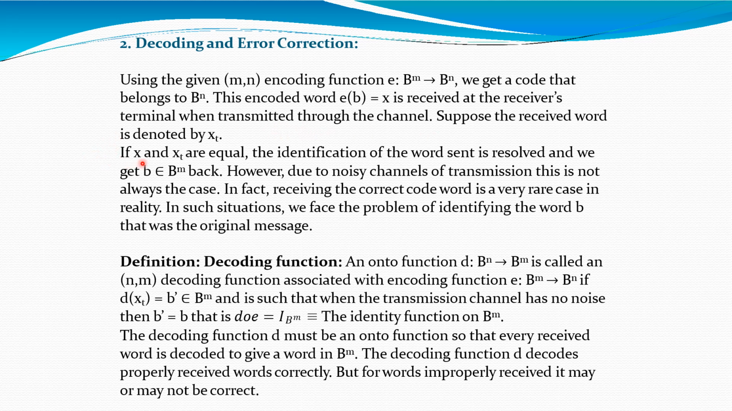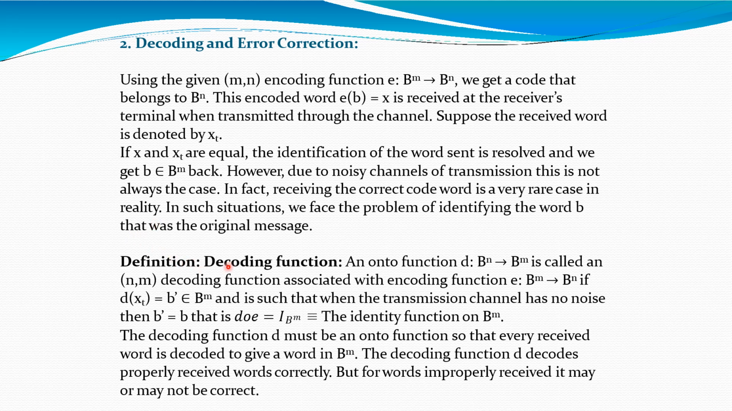If x and xt are equal, the identification of the word sent is resolved and we get b belonging to Bm back. However, due to noisy channels of transmission, this is not always the case. In fact, receiving the correct code word is a very rare case in reality. In such situations, we face the problem of identifying the word b that was the original message.